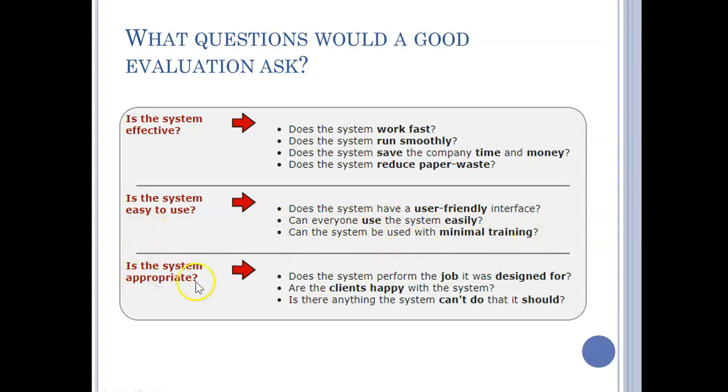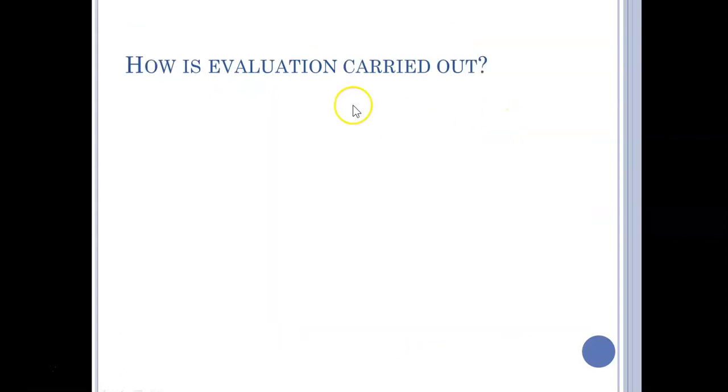And the last one, is the system appropriate? The sub-questions we can ask here: does the system perform the job it was designed for? Are the clients happy with the system? And is there anything the system can't do that it should do? These are considered good questions to ask during the evaluation stage.